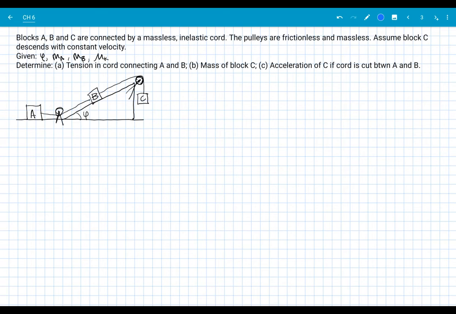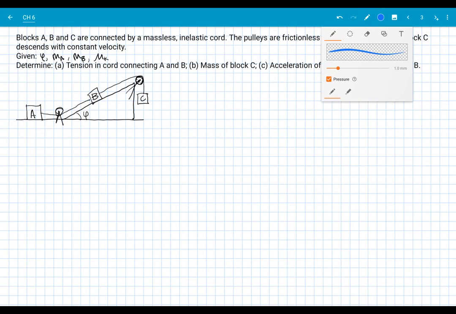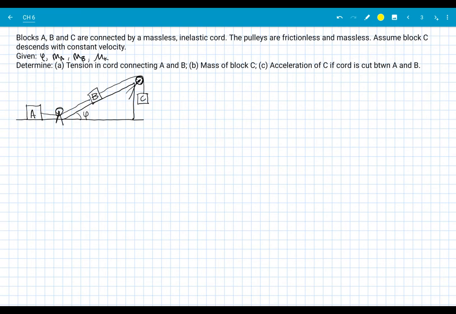So we're just looking at a nice simplified version of this problem, and we're told something kind of important in the problem statement here. It's all important, but this really stands out. Assume block C descends with constant velocity. So that's a really special case, right? Where we have block C, everything's in motion. It is descending with constant velocity. So that tells us that our acceleration is zero.